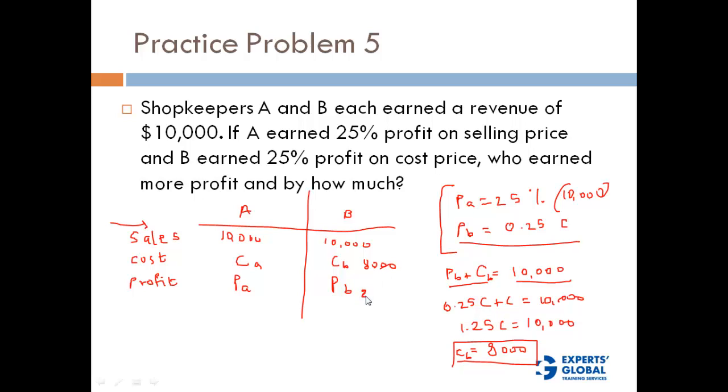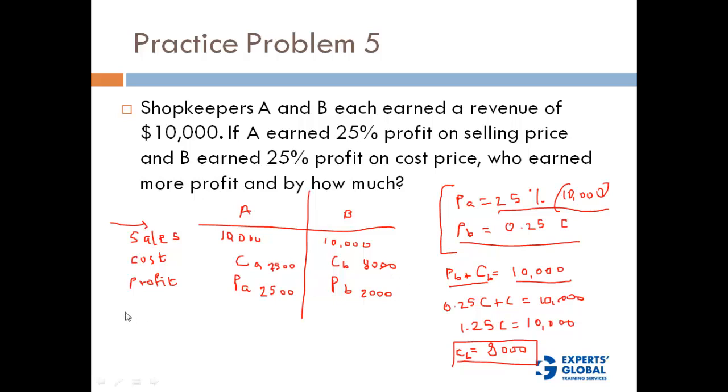How much did he earn? So he made a profit of $2,000. 8,000 plus 2,000 is 10,000, right? And what is PA? PA we already know it is 25% of 10,000. So he made a profit of 2,500. So that means his cost must have been 7,500. Right? Now we have all the numbers in the table.